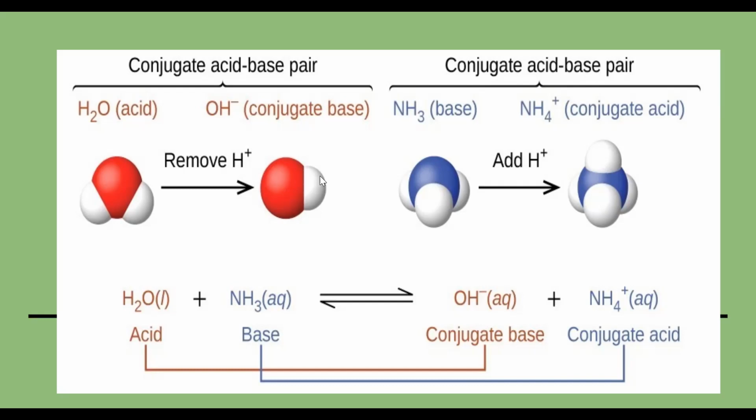Okay, it donates the proton, and this is what is remaining after it donates the proton. And then here, the proton is accepted by NH3 and becomes the conjugate acid, which is this. So here, ammonia is a base and water is an acid. Remember, water is amphoteric. It can act as a base and it can act as an acid. It's amphoteric.